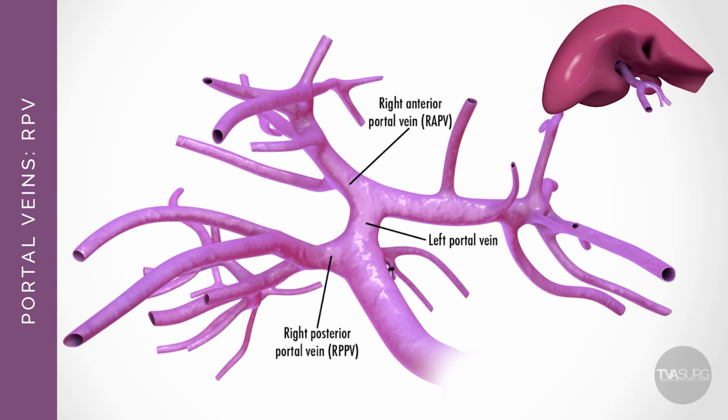But you can also have that anterior branch, which supplies segments 5 and 8, emerge distally, even as far as off the left portal vein. This particular configuration is the most rare, but it's something surgeons will want to look out for.